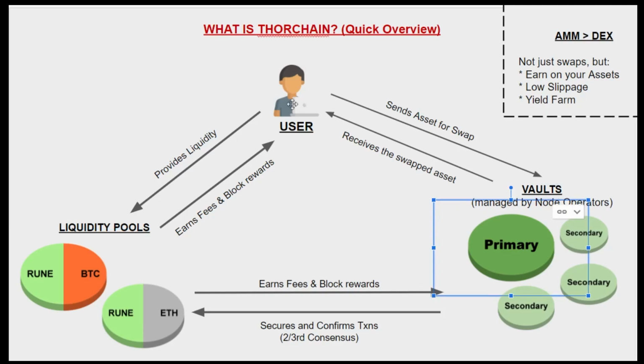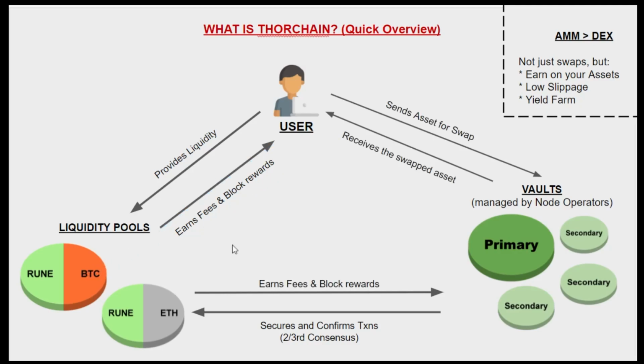So a user provides liquidity in the liquidity pools. He can provide liquidity using his BTC, Ethereum, BNB, BUSD, or any other supported asset. One thing to note is that every liquidity pool in THORChain requires Rune as a base pair. So the pool is something like BTC Rune pool, ETH Rune pool, BUSD Rune pool, and Rune acts as a settlement currency here. In exchange for providing liquidity, a user earns fees and block rewards.